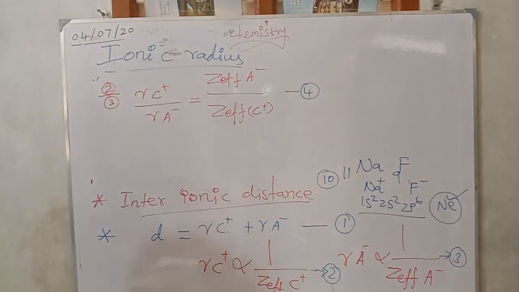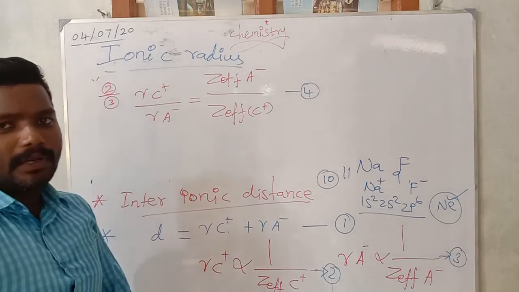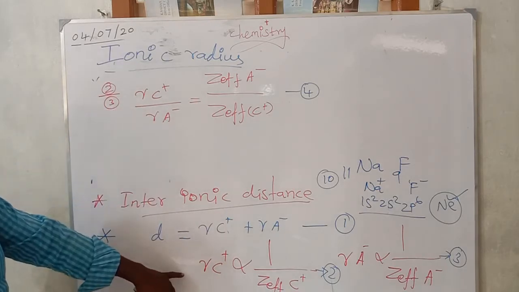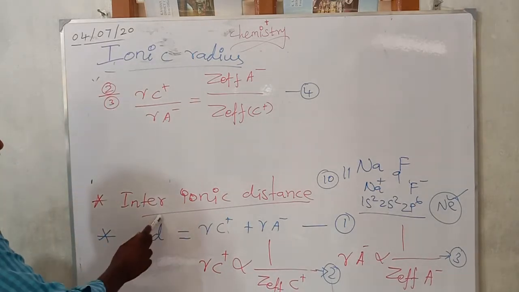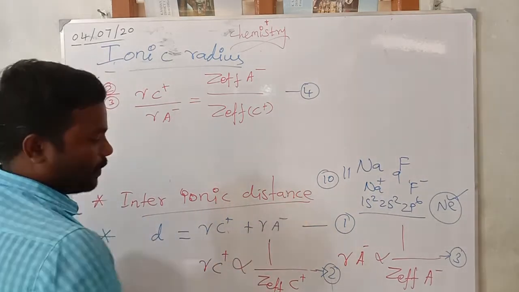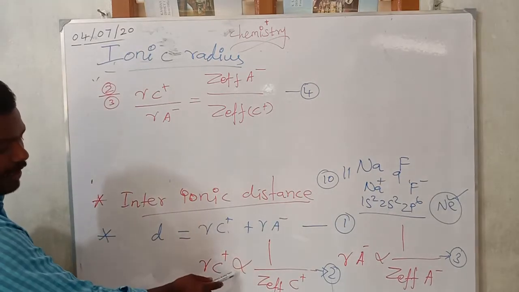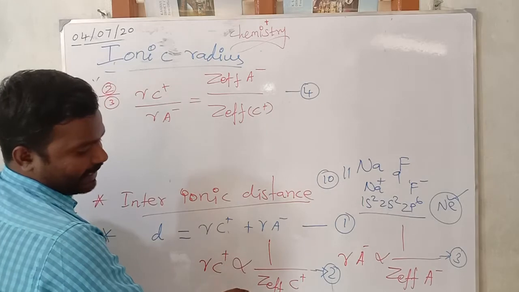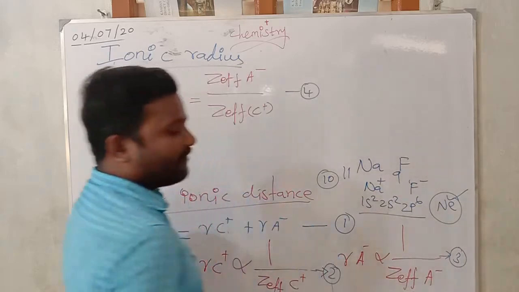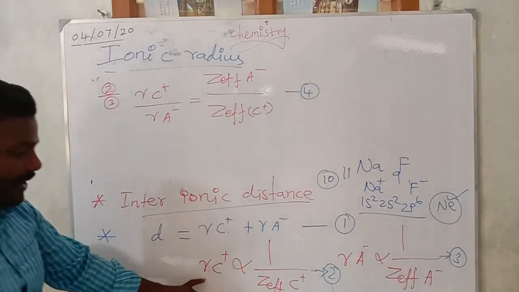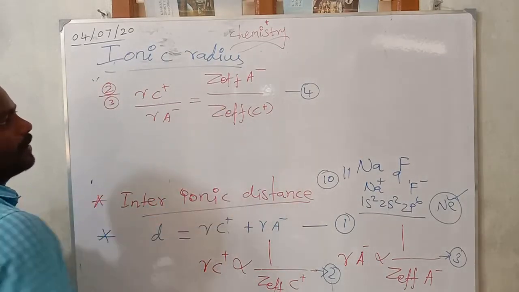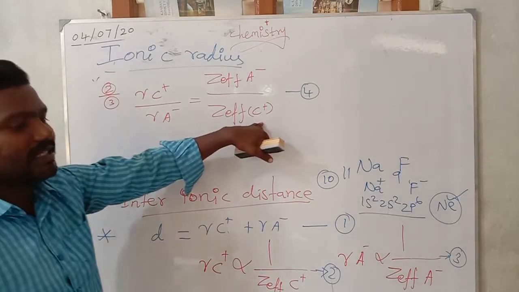I hope you understand. By explaining one example, we can clear up this concept. Okay. First, you remember these 4 equations. First one is interatomic distance is equal to radius of cation plus radius of anion. The second one, radius of cation is inversely proportional to its effective nuclear charge. Radius of anion is inversely proportional to its effective nuclear charge of anion. By dividing equation 2 by 3, we can find radius of cation by radius of anion is equal to effective nuclear charge of anion divided by effective nuclear charge of cation.